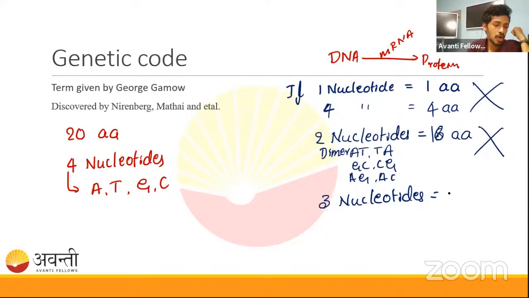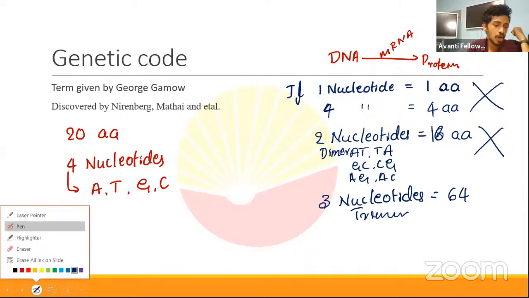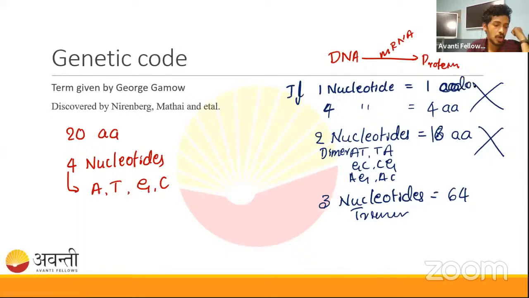So what are the three nucleotides? If it is three nucleotides, how many will we get? Exactly, we will get 64. Three nucleotides, if we make a trimer, then how many will we get? Here they told that we will get, I will make a little change, codons, and we'll get 64 codons.